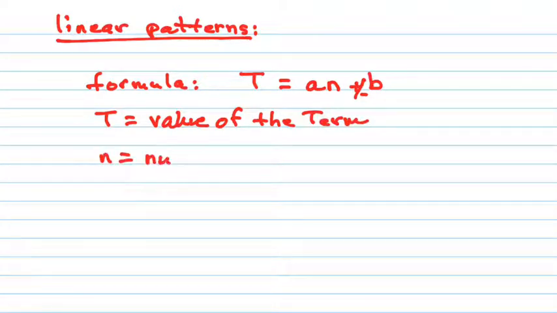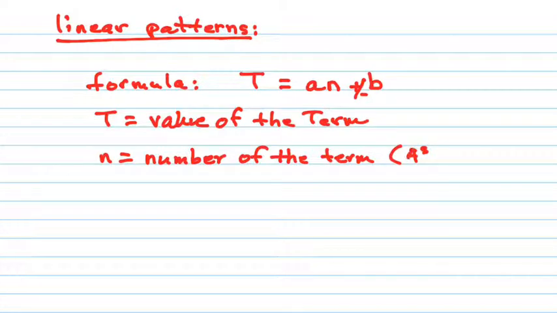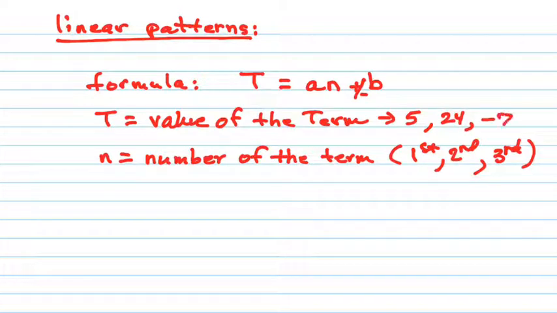N is the number of the term. A is any number, and B is any number, and it can be plus or minus. We're going to talk about how to get it. You know it's an N if it says first, second, third, or something like that. The T values are going to be just like 5, 24, -7, whatever number you get when you put your N into the pattern. So T is what you get when you put your N into the machine, into the rule.